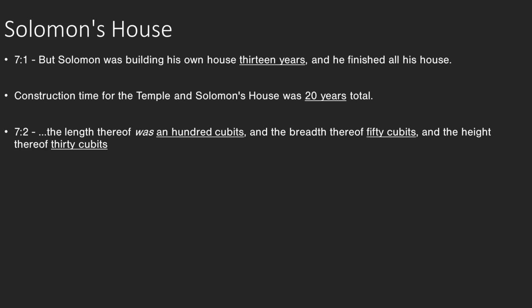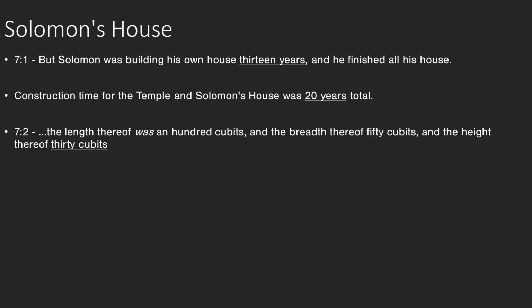Solomon's house, starting in chapter 7. But Solomon was building his own house 13 years, and he finished all his house. 13 is a very important Israel number as well. There are in total 13 tribes. We are counting both Ephraim and Manasseh and Levi there. The construction time for the temple and Solomon's house was 20 years total.